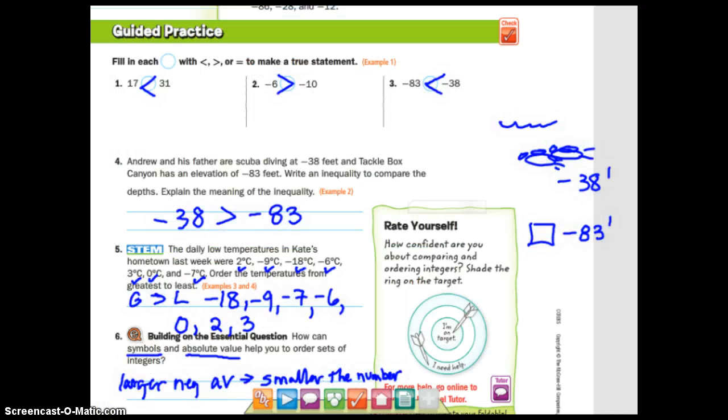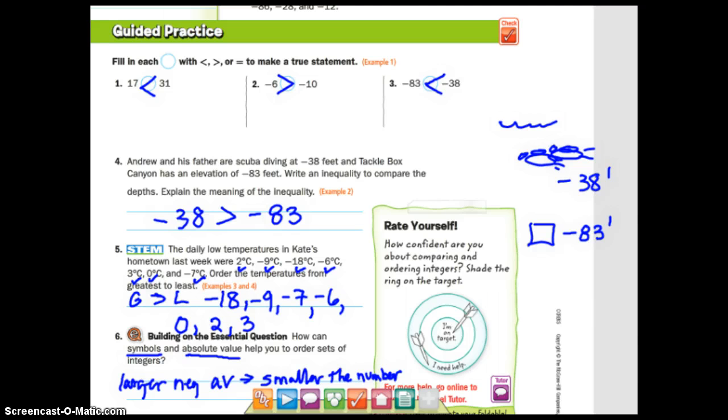All right, let's see if you got one. 17 is less than 31. Negative 6 is greater than negative 10. Negative 83 is less than negative 38. Andrew and his father are scuba diving at negative 38 feet, and the tackle box canyon is at negative 83. When we look at the picture, it's easy to tell which one's closer to the surface. Negative 38 is greater than negative 83.